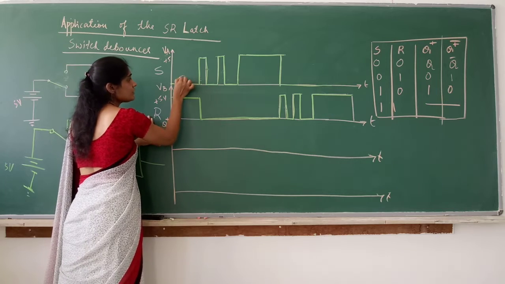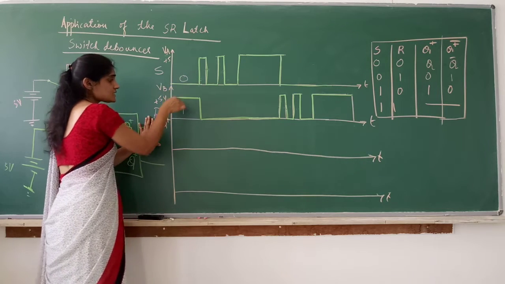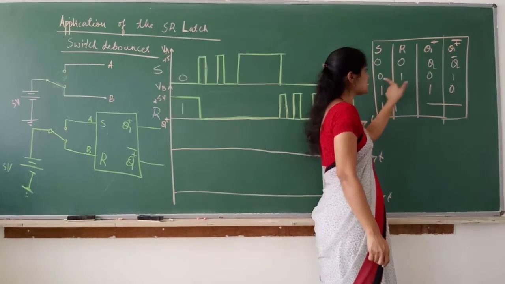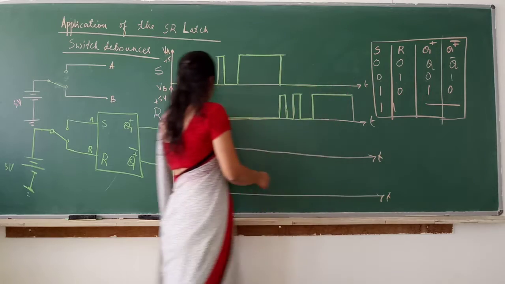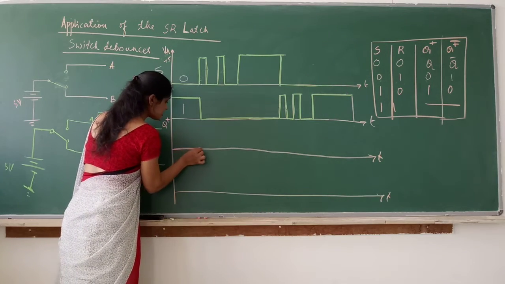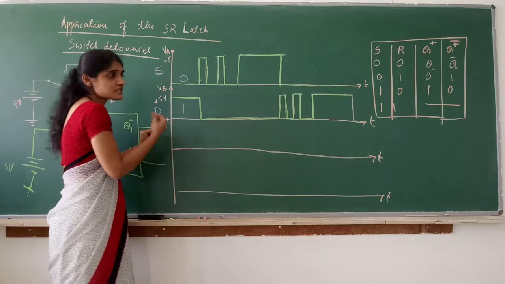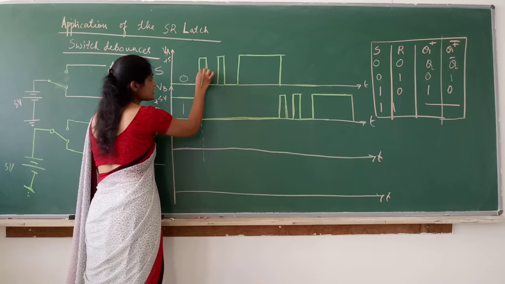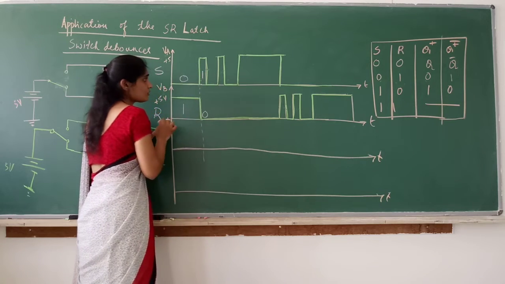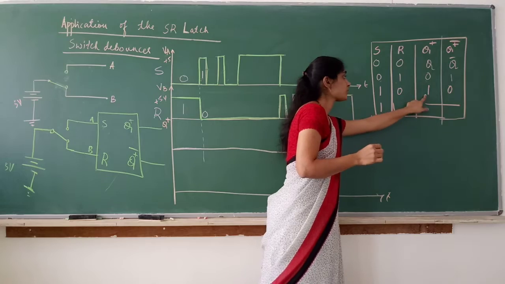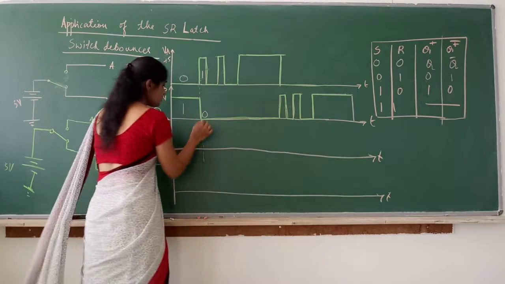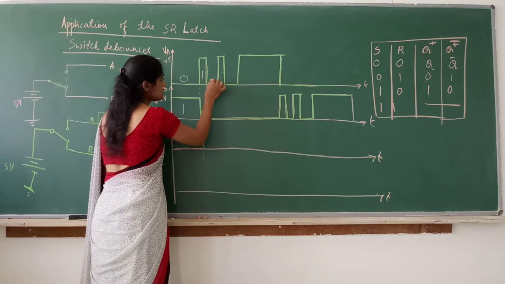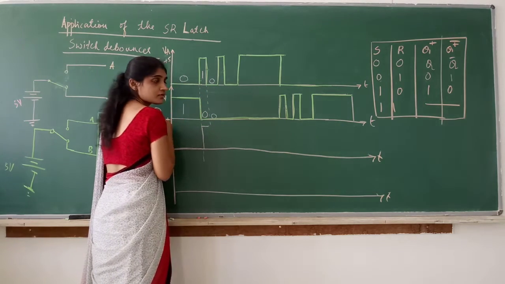See what inputs you are given: S, R is 0, 1. What is the output? The output is 0. So for 0, 1, the next state is 0. Output here means next state. Now at this particular point, what is S? 1. What is R? 0. So for 1, 0, Q plus becomes 1. Again here 0, 0.